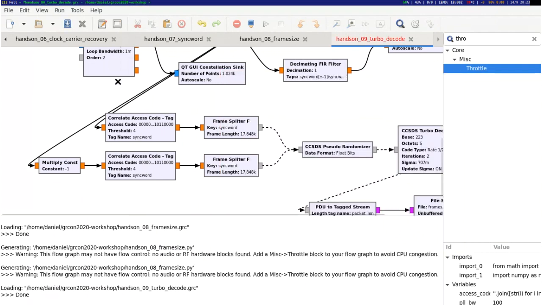So this will just wait for a sync word, take the 17,848 bits following, or rather symbols following the sync word, and output those as a PDU. We have two because we have two different decoding branches, but then since we're working with PDUs, we can mix everything in a single branch.